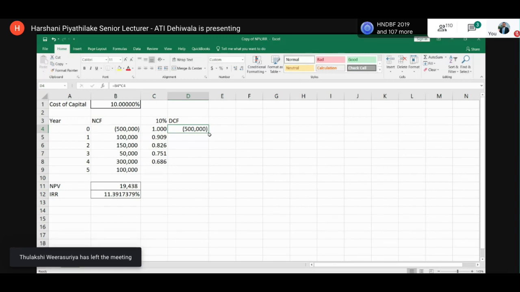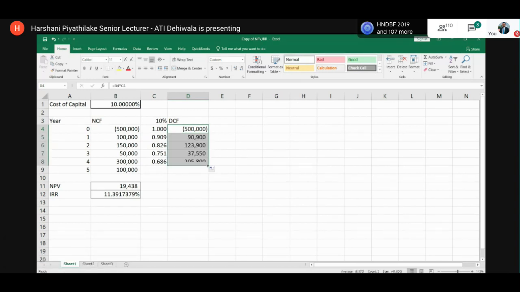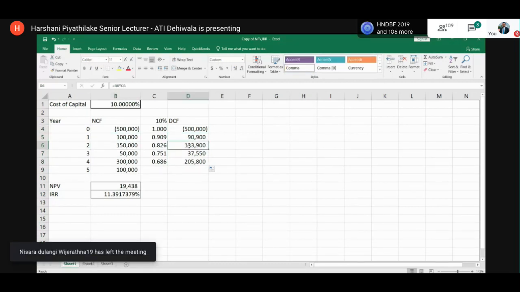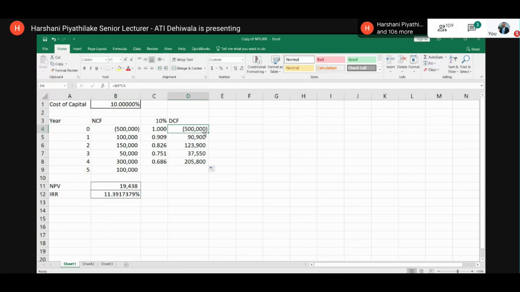You can understand now when you copy down, you can see it's discounting. 100,000 is discounting as 90,900, 150,000 as 103,900 when you discount. But in year 0, the value is the same. That's why it's directly added to the NPV.